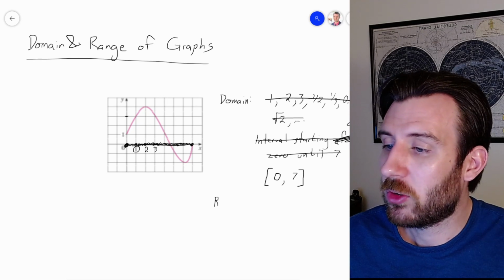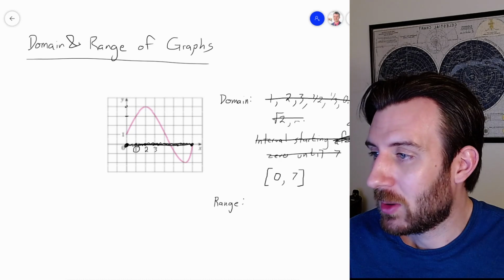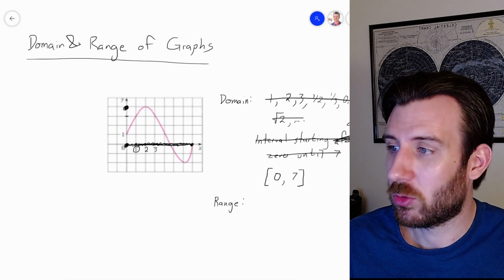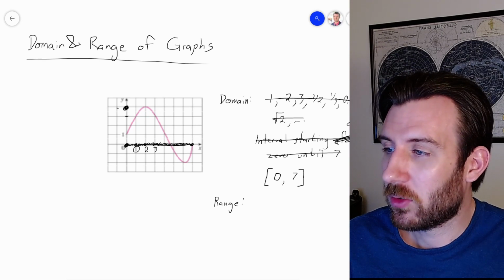What about for the range? Let's look at the range. So the range would be this similar shadow that's kind of being cast over here on the y values, because we're looking for all the possible heights that we could have as a result of this function. And sure enough, this height of 4 up here is a valid height.